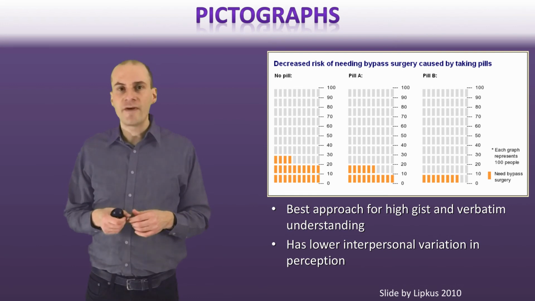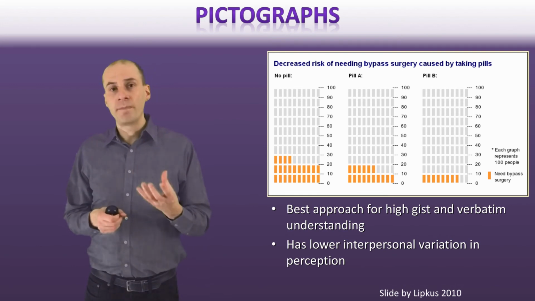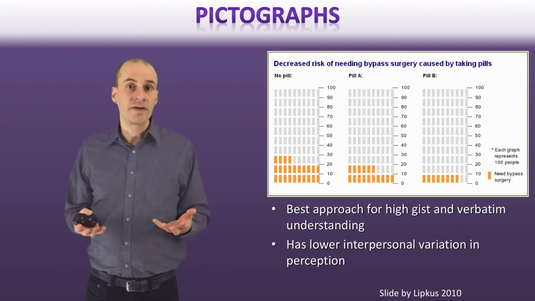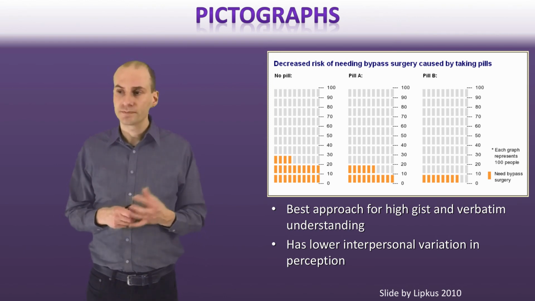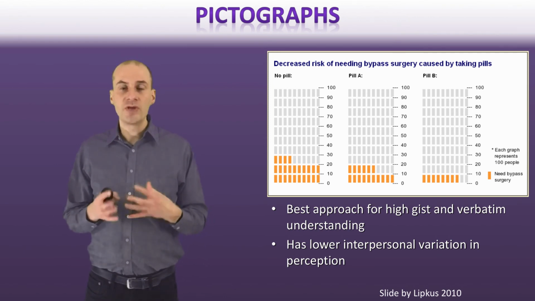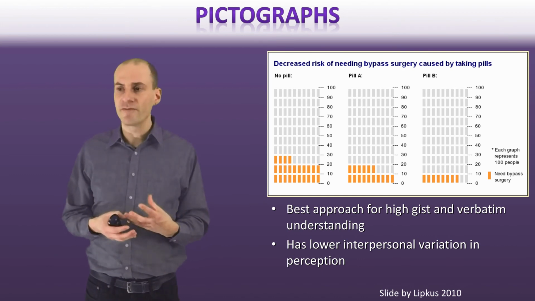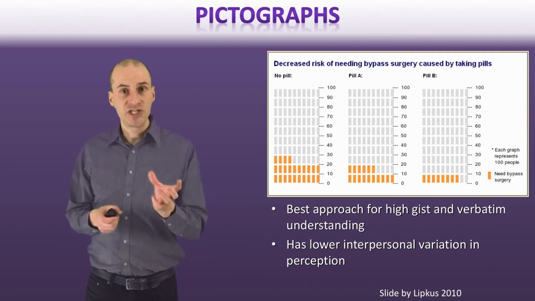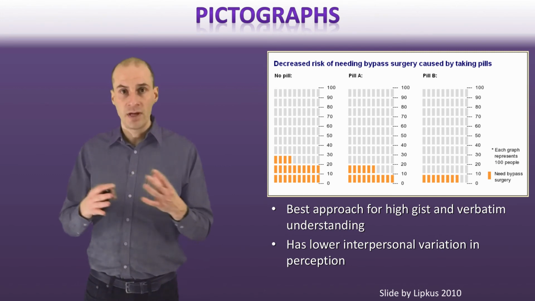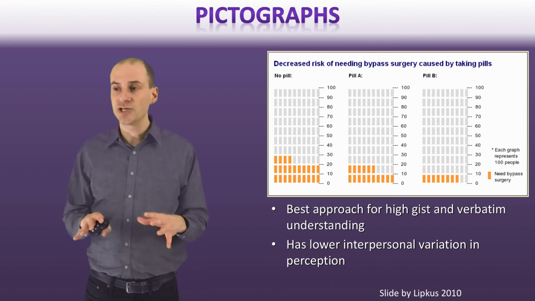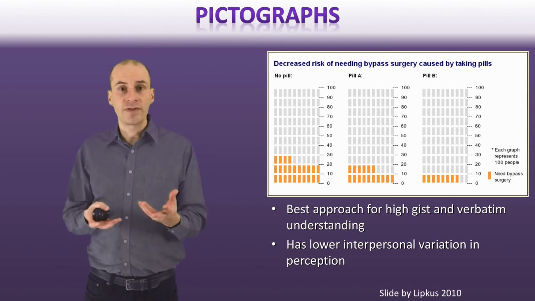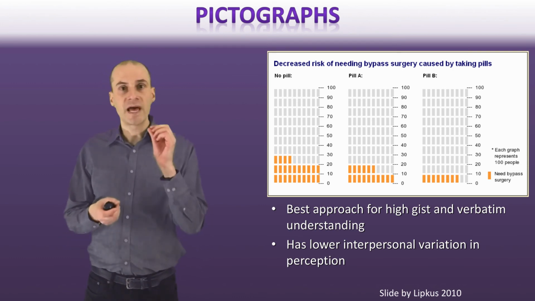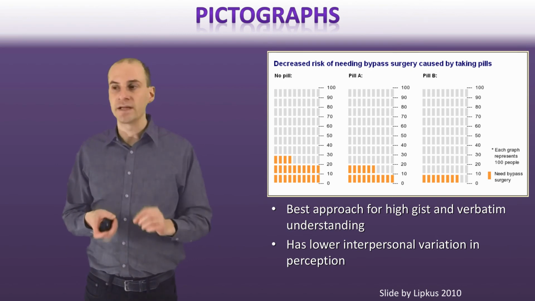Now, what we've generally found is that pictographs tend to be the best way to communicate about risk information with the public. So when you actually measure how people understand risk information, this is the best approach both for measuring for people's just understanding of the bottom line meaning of a health communication, and then also it's best for their verbatim understanding of a health communication. So being able to say this number, this percent, okay?